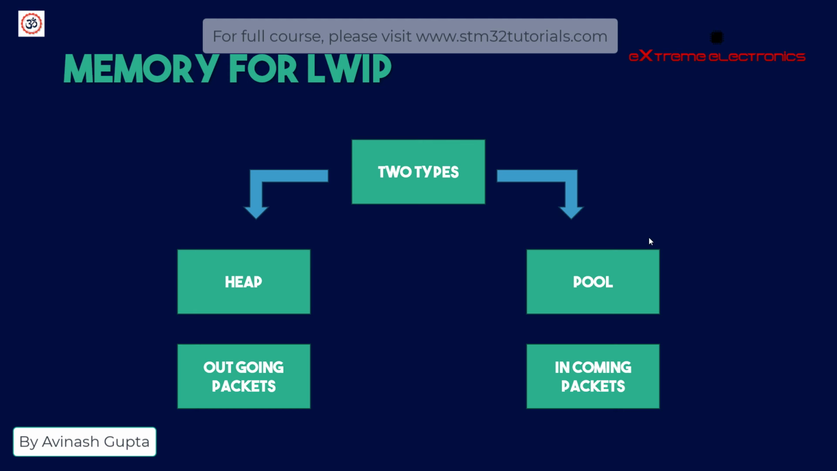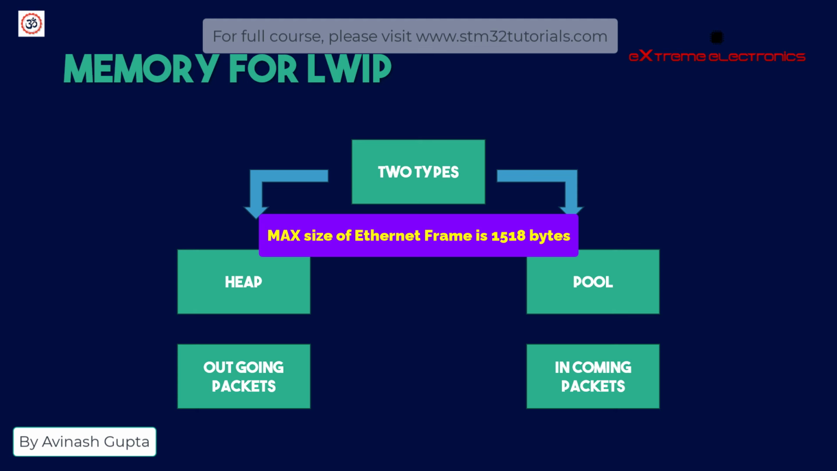It wastes lots of memory because it considers the worst case scenario for pre-allocation. So we have a pool of received packets, but we have to consider the worst case scenario, and they have considered the maximum size of the Ethernet frame for each pool. So even if the incoming Ethernet packet is very small, it will always allocate a maximum size memory for that incoming packet. And in case of Ethernet frame, the maximum size is 1518 bytes.